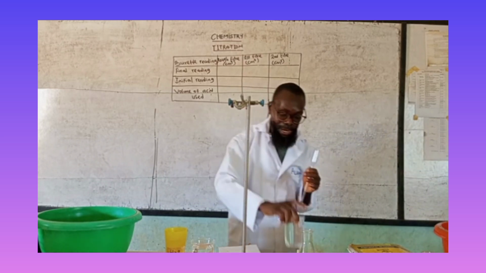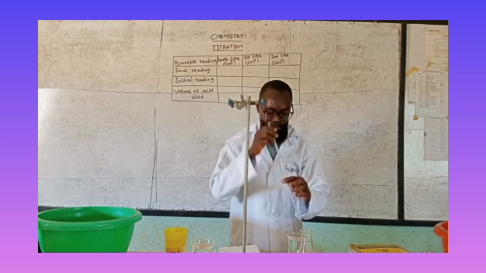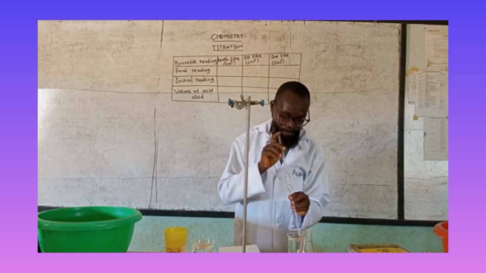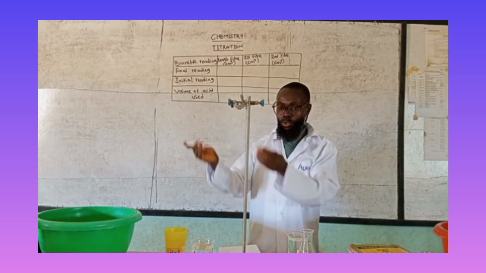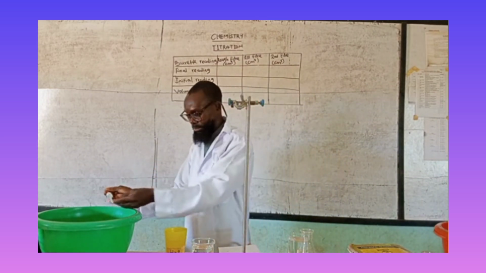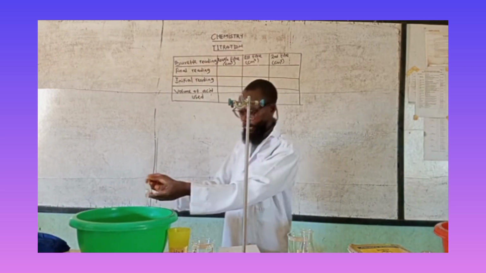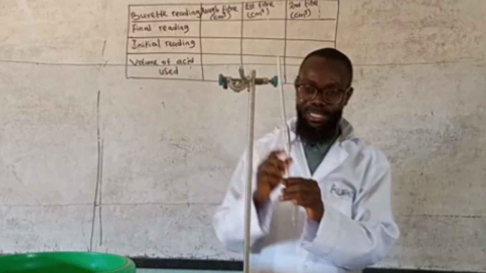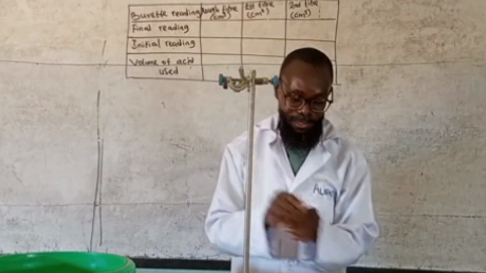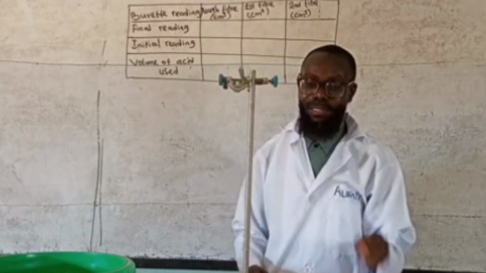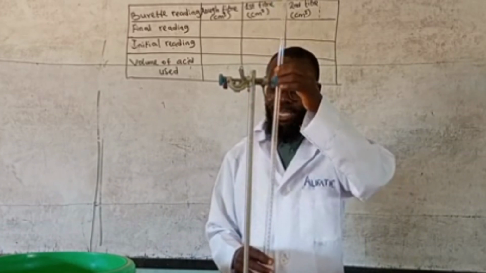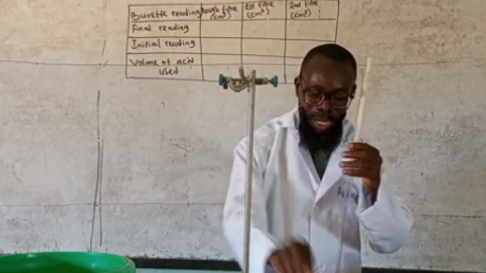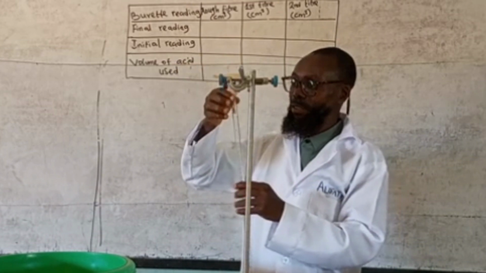Okay, I'm going to take about 5 cm cube of the base. After taking it, you rinse it with it. So now I've rinsed it with the solution to be contained, which is the base. Then likewise, I'm going to put the acid here so that I rinse the burette with the acid to be contained. So I can use my funnel.